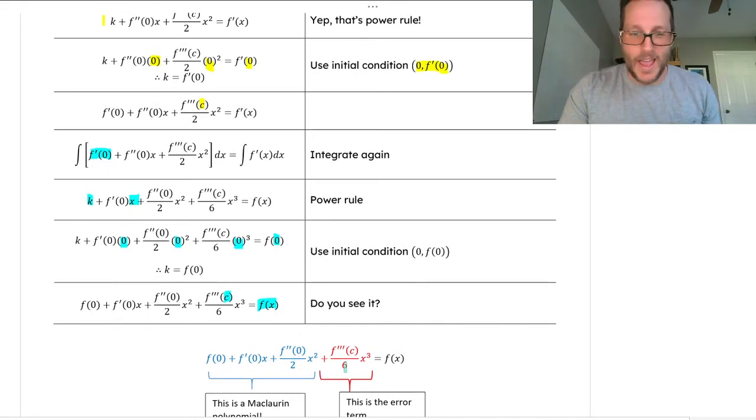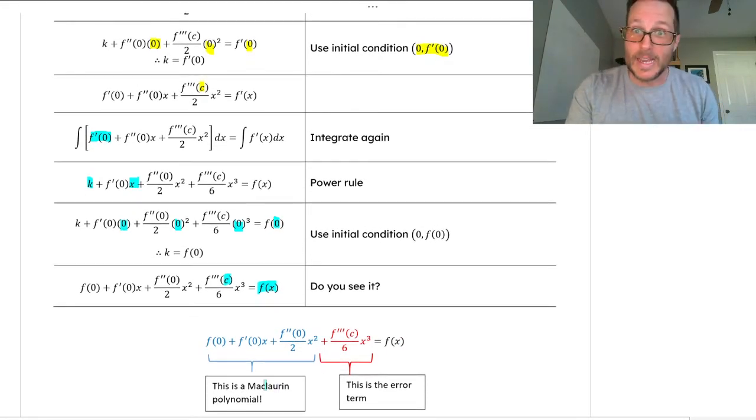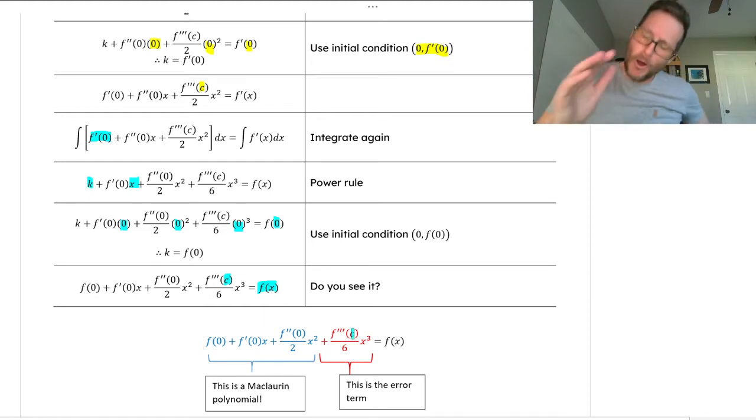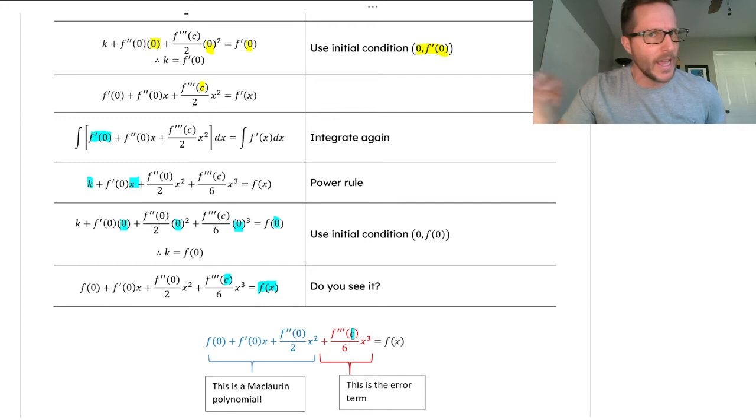Well, check it out. F of x. These first three terms are the beginnings of the Maclaurin polynomial for f of x, right? That seems to fit. But then you get this weird term that is f triple prime at c. Now, it's supposed to be f triple prime at 0. That doesn't fit in the Maclaurin polynomial. But we're not saying that f of x is approximately. We're saying that f of x is equal to.